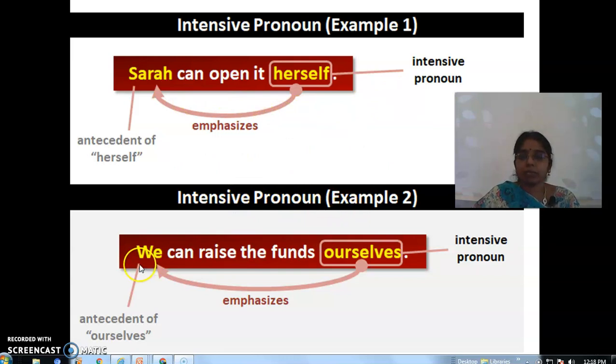Another example: we can raise the fund ourselves. Ourselves is an intensive pronoun. Ourselves emphasizes we. Right.